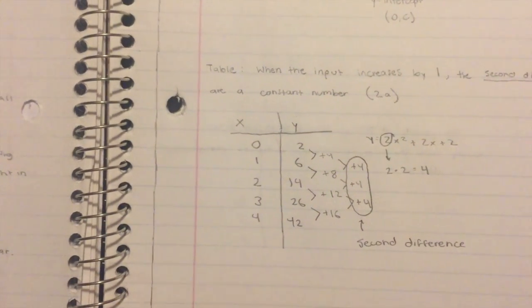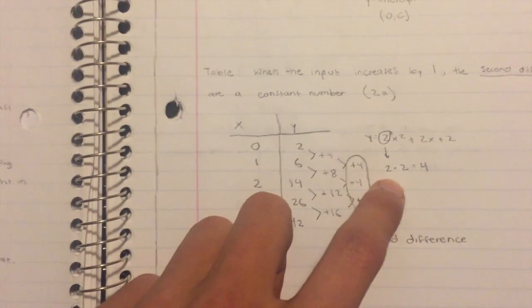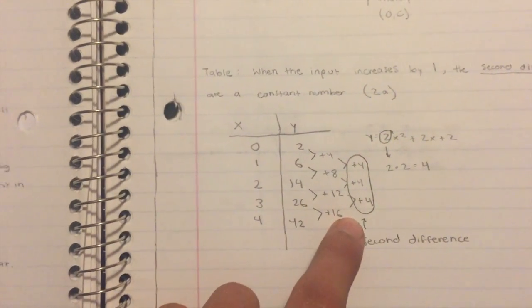And an easy way to be able to determine this is by multiplying the coefficient in the equation. So if the coefficient, as you can see here, is 2, and you multiply by 2, it's 4. And here, in the second difference, it's also 4.